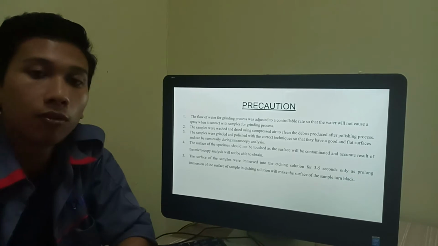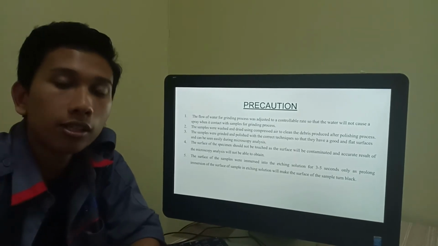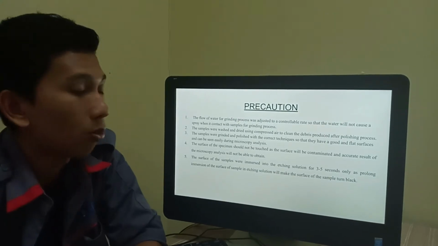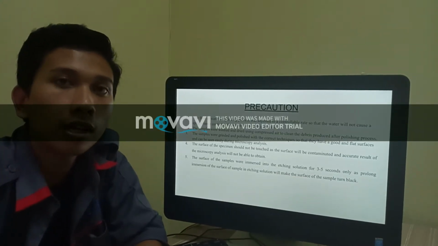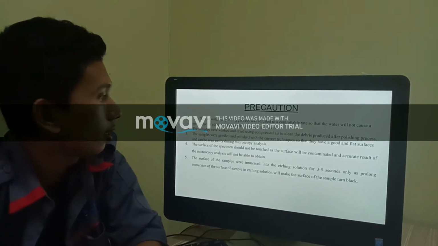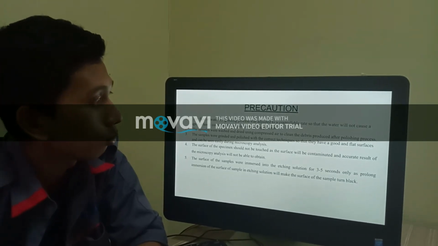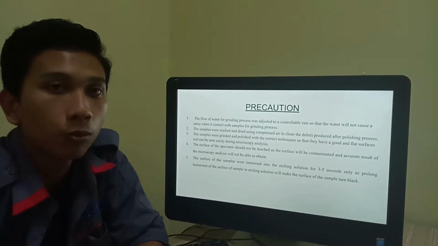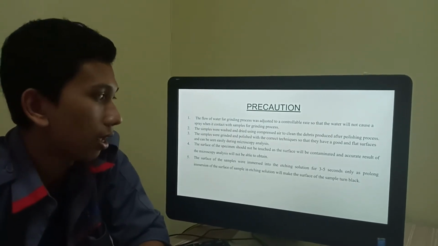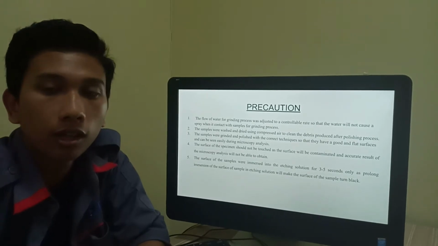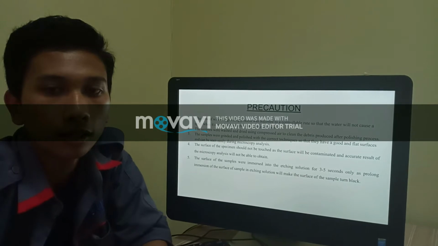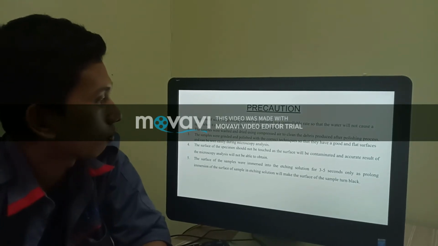So I will present about the precautions. There are 5 precautions and I will take 3 important points. The first one, the flow of water for the grinding process was adjusted to control the rate so that the water will not cause a spray when it contacts the sample. Next, the sample was washed and dried using compressed air to clean the debris produced after the polishing process. The next, the sample was ground and polished with the correct technique so that it has a good and flat surface and can be seen easily during microscopic analysis.